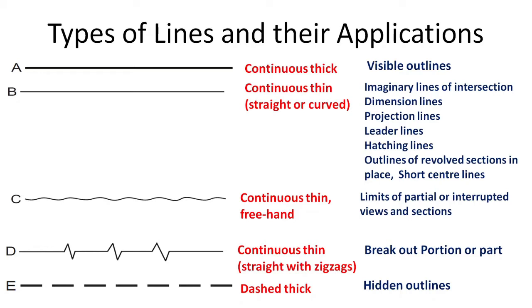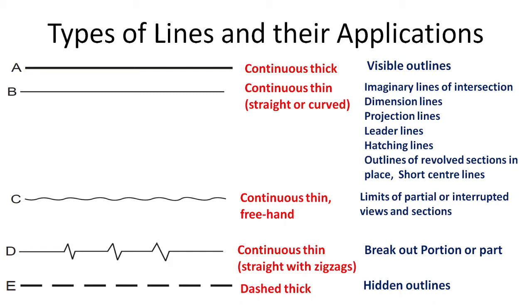The third one is C. It is a continuous thin freehand line, a line drawn freehand. This is used for limits of partial or interrupted views and sections. The fourth one is a continuous thin straight line with zigzags. It is used for representation of a breakout portion or part.